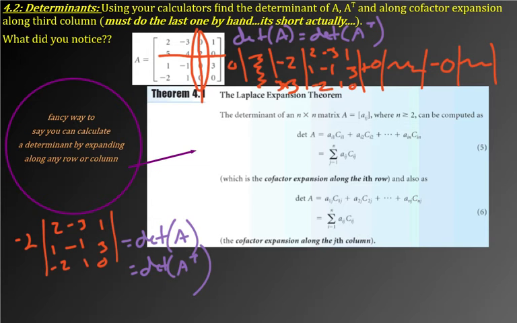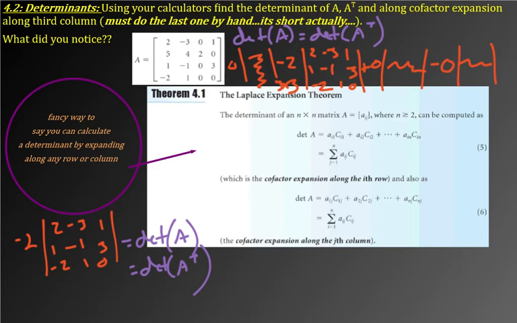So what it's basically saying is what I wrote over here. It says that you can calculate a determinant by expanding along any row or any column. It doesn't matter which one you pick. And so I'm going to erase this.